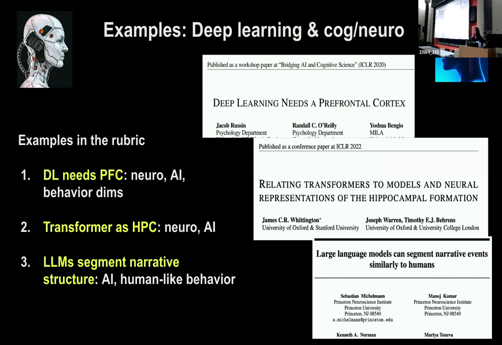Their example in the rubric would span across neuro, AI, and behavioral dimensions, or relating transformers to models of hippocampal formation, which would span across neuro and AI dimensions, or segmenting narratives very similar to humans using large language models, which spans across AI and human-like behavior.